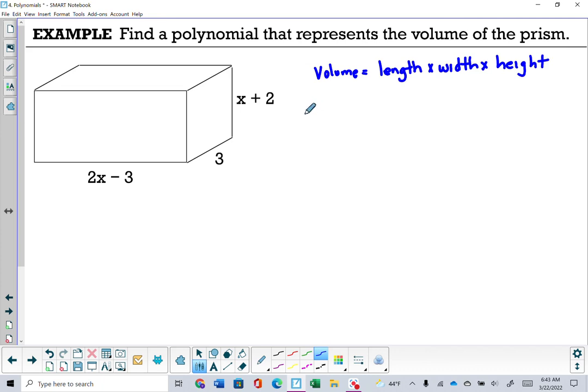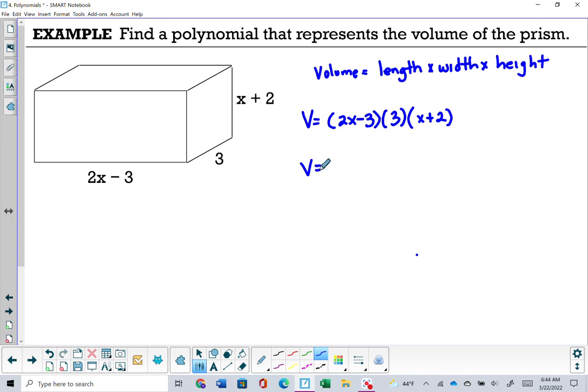All right, so for short, I can say V is equal to, in parentheses, the length, which is 2x minus 3, times the width, which is 3, and then times the height, x plus 2. Now let's remember that the order in which I multiply these three factors, I can switch up. So I can say the volume is also equal to the factor of 3 out front times the x plus 2 times the 2x minus 3.